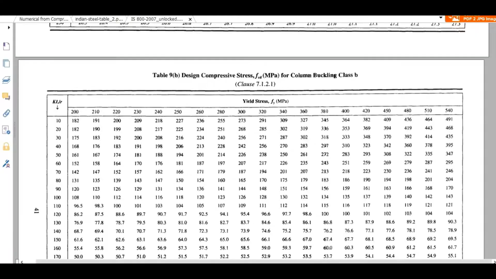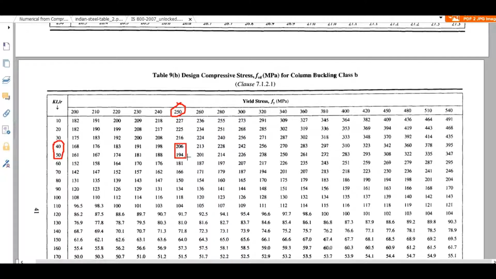Okay, now here you can see this is our grade of steel, yield stress, and this is the range. You can see 40 and 50. So our value is 43.58, so it will be in between this 40 and 50, right? So this will be in between this.